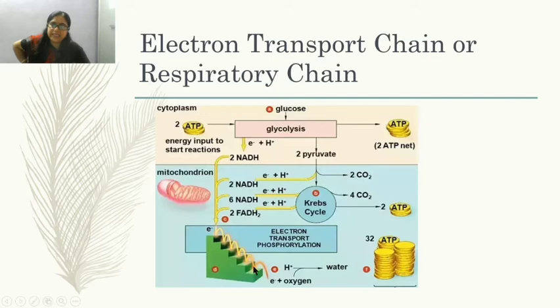And the energy which is released here, that energy is trapped in the ATP molecule. So this electron transport chain is the chain through which the electrons enter, and formation of water also takes place by this process, and the energy which is released is trapped in the ATP molecule. So this is the formation of ATP. We call it phosphorylation.